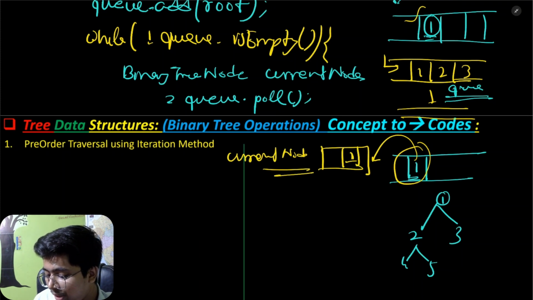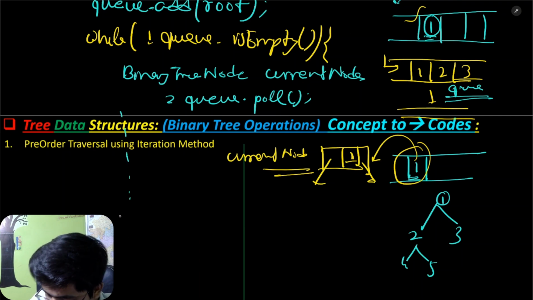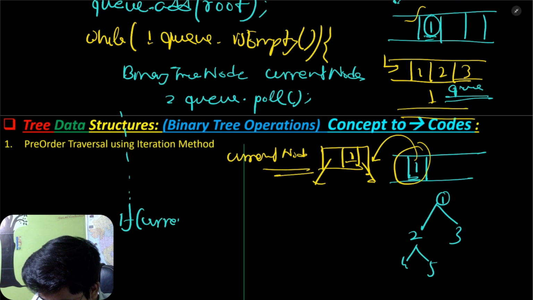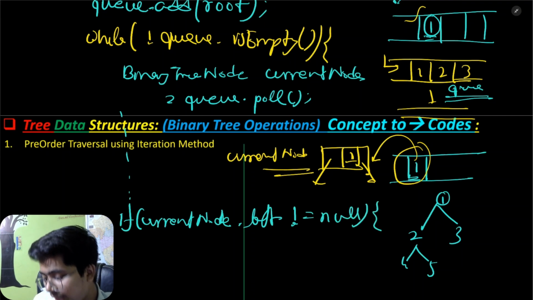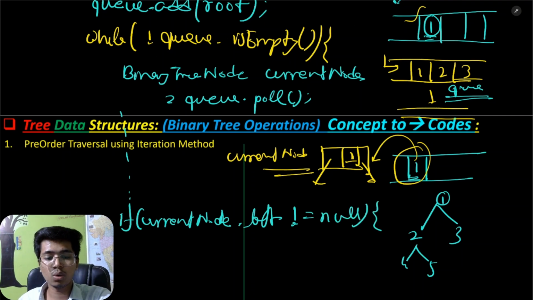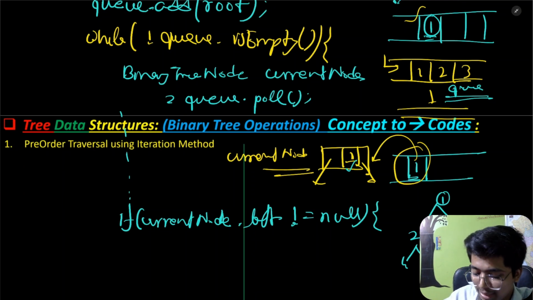So from the current node, now we'll be checking if this current node has any data. That means now we'll be writing code like this: if current node dot left not equals to null. That means we'll be checking if it is not null. If it is not null, then we'll be adding the data. But before we add the data, we need to process it, because our main motive is to traverse. So this time we can either add the data or print the data.